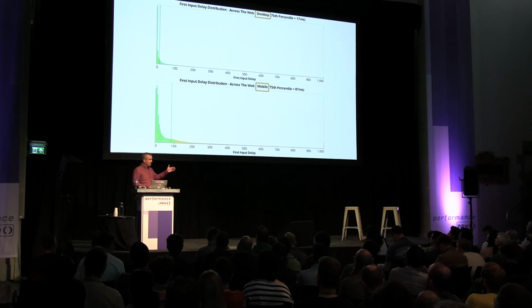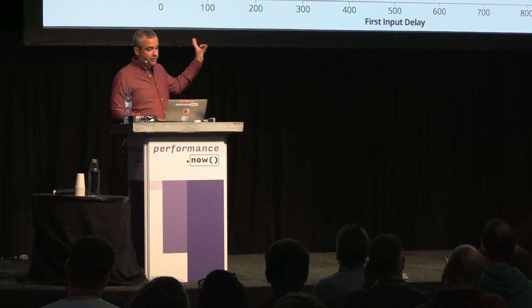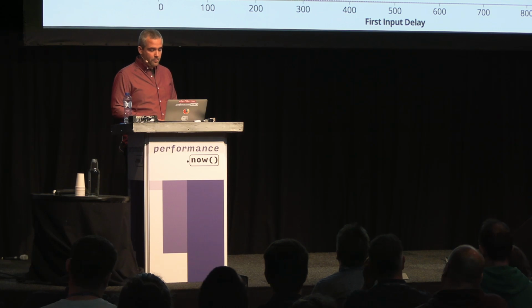Desktop FID is very, very fast. Mobile, less so. I'm not showing a chart here for tablets. We do, in our data, segregate between desktop, mobile, and tablet. We don't have a ton of data for tablets, so I didn't want to include that in these slides. The majority of our traffic is classified as desktop or mobile.